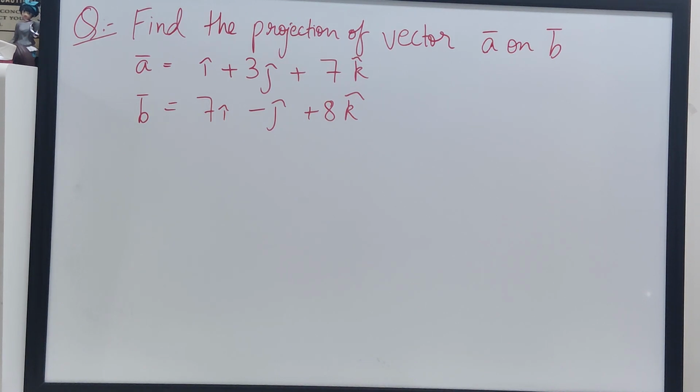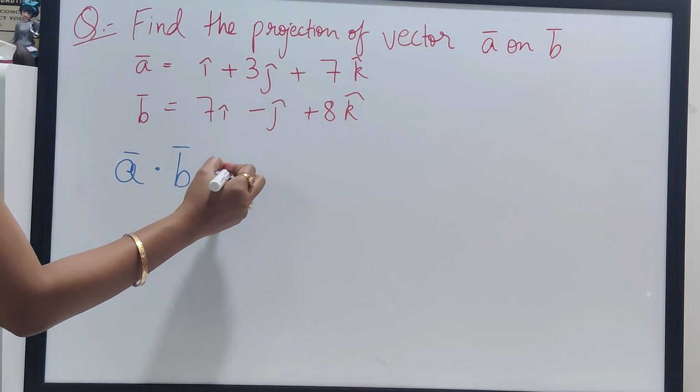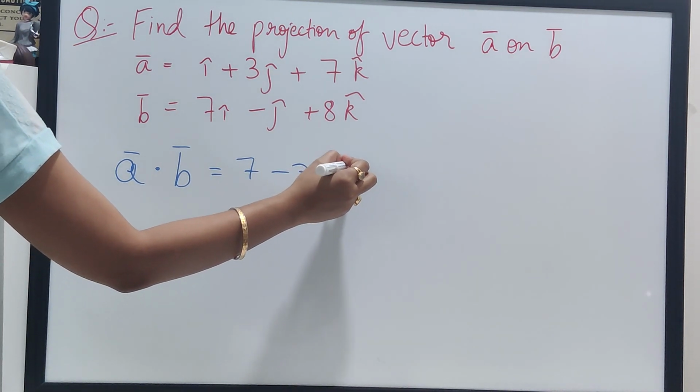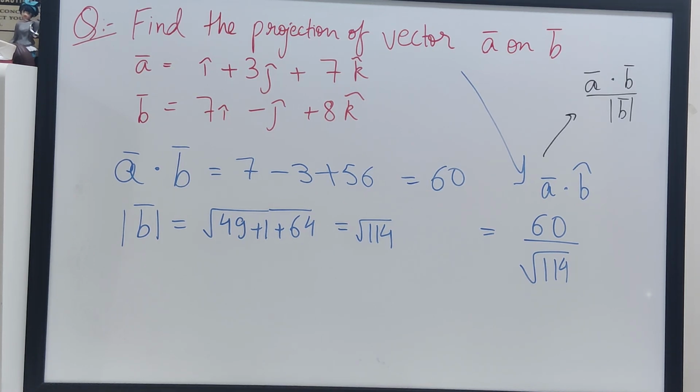Next question, find the projection of A on B. Take A dot B divided by |B|. Same as the previous one.